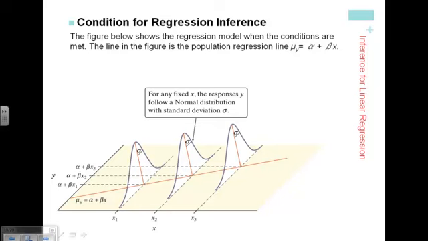Now, we know that when we get regression data, we end up with a line of best fit in the form of A plus BX. If we were able to do it with the entire population data, we'd end up with a line of best fit in the form of alpha plus beta X.